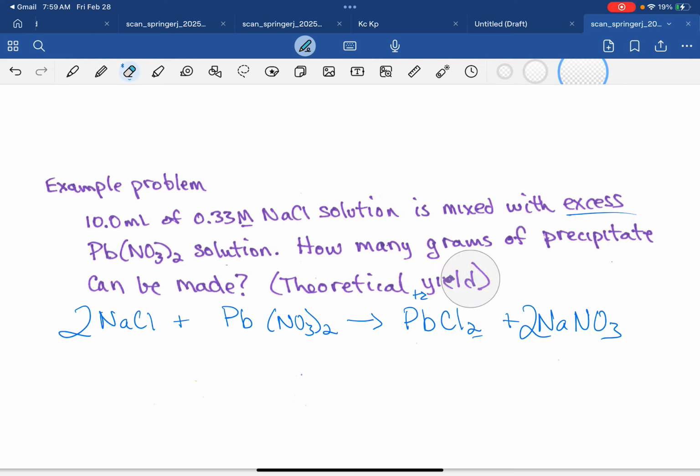I'm going to remove those charges. It's my balanced equation. We need to figure out which one of those is the precipitate. Well, lead, mercury, silver are always in the precipitate. So there's my precipitate. That's what I'm trying to find.